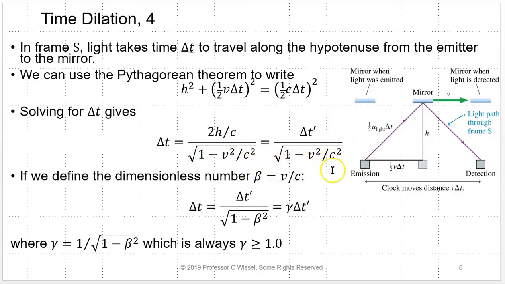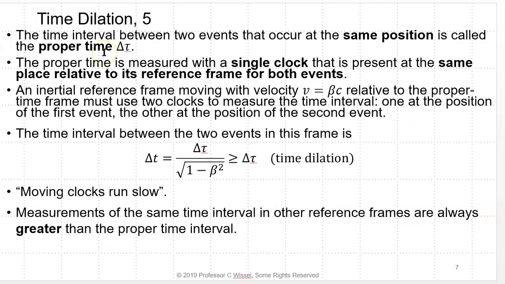Now you're going to see this square root of 1 minus v squared over c squared everywhere, and we'll also see v over c everywhere too. So we're going to define the dimensionless number beta equals v over c. We're also going to set gamma equal to 1 divided by the square root of the quantity 1 minus beta squared. Now, gamma is always greater than or equal to 1. Delta t equals delta t prime divided by the square root of the quantity 1 minus beta squared, or gamma delta t prime.